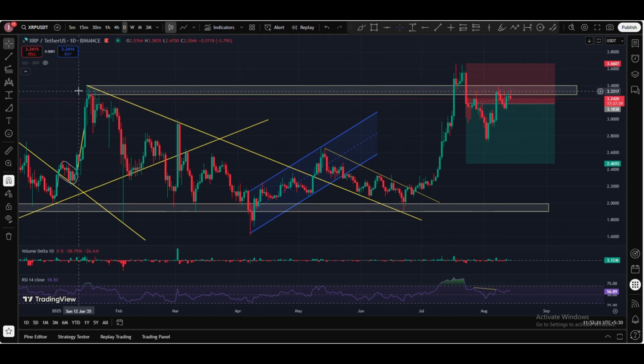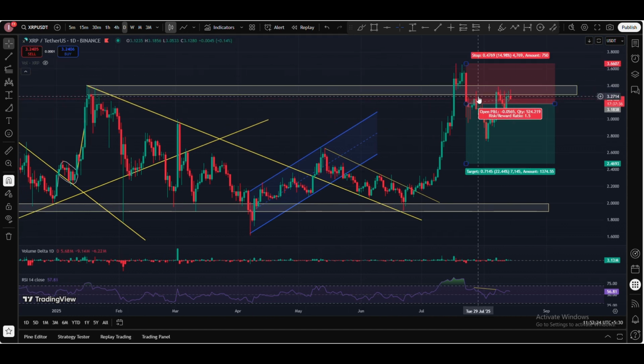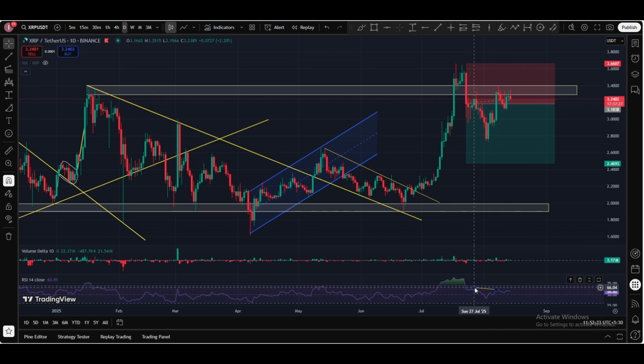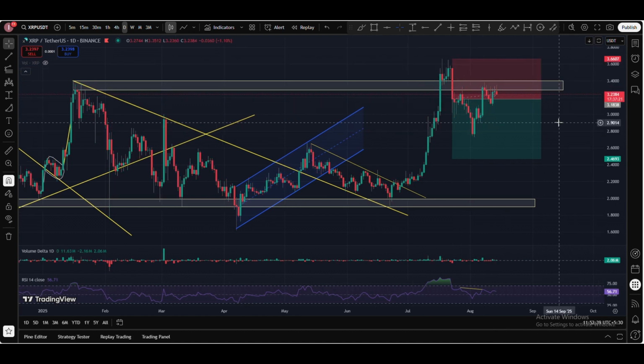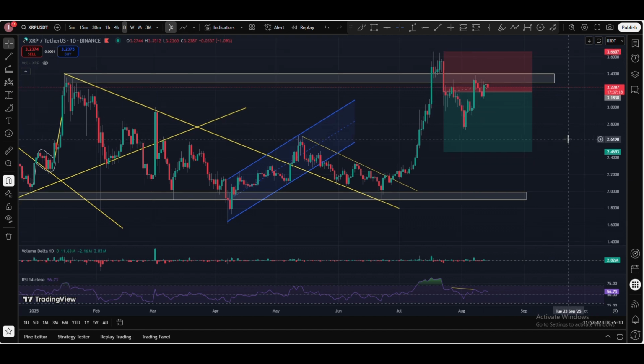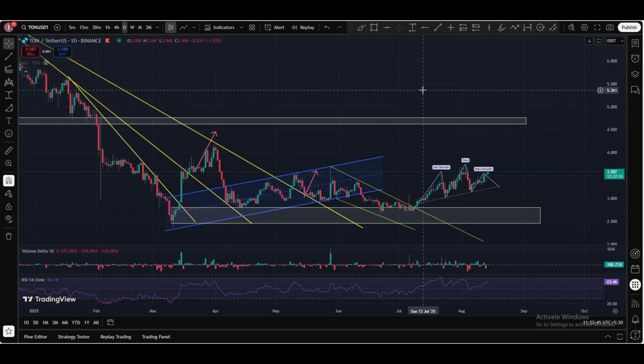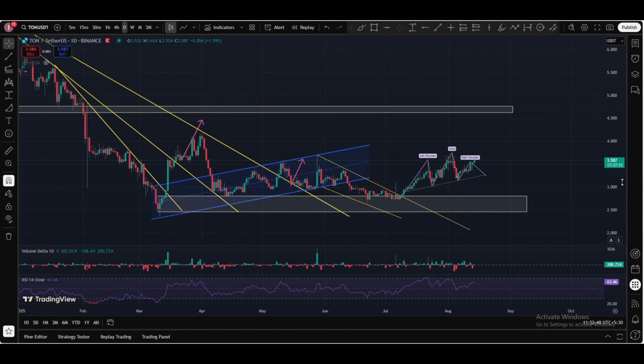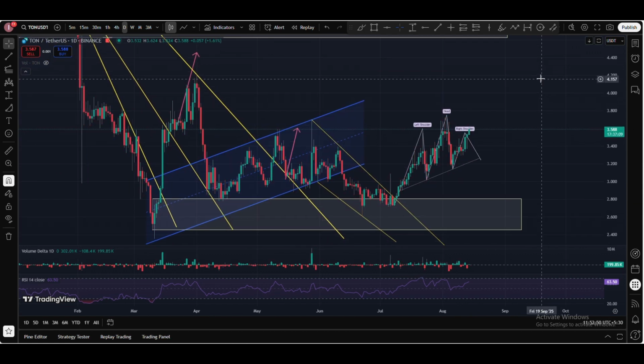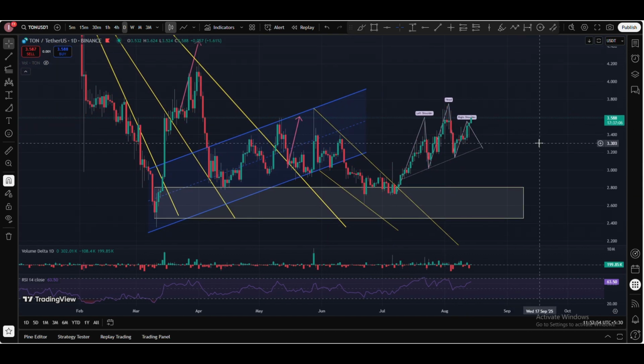Actually, XRP is at a resistance level, and not only that, there is an RSI divergence. You can see the RSI divergence, and therefore the market can make a downward move. Next, TON. Actually, I am in a TON long trade. Now you can see the market is going upward.